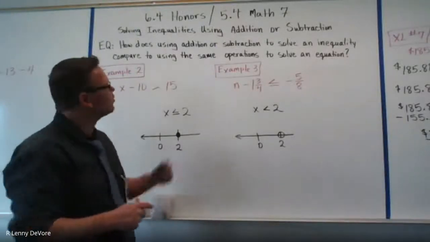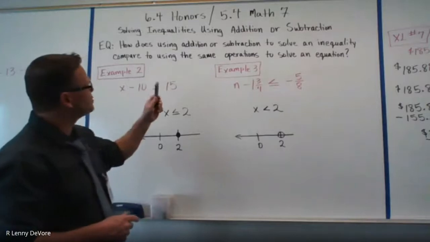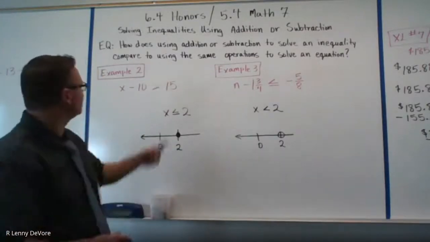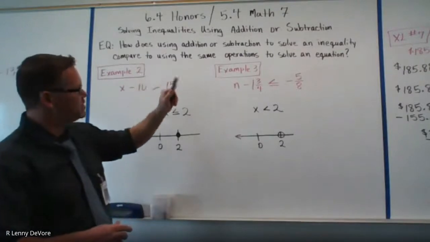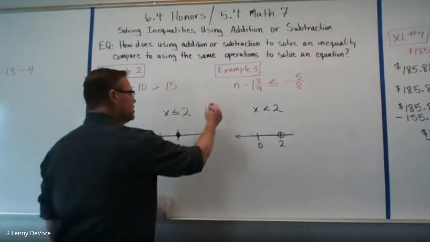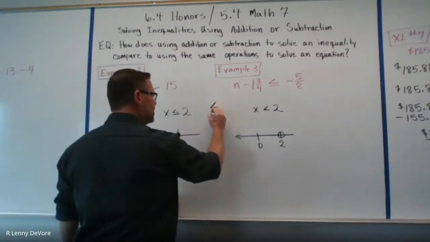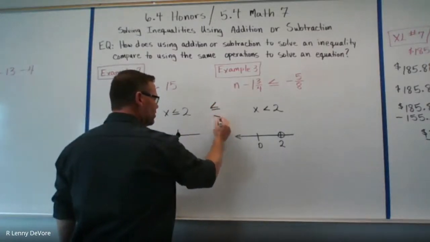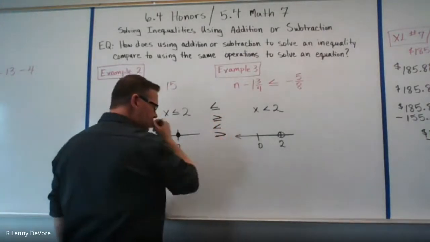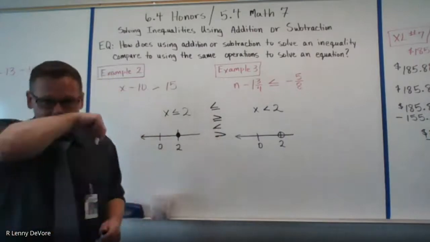Okay, guys, so we're doing 6.4 honors and 5.4 for math 7. This one is about solving inequalities using addition or subtraction. An inequality is anything that is less than or equal to, greater than or equal to, or just less than or just greater than. Those are all inequalities.